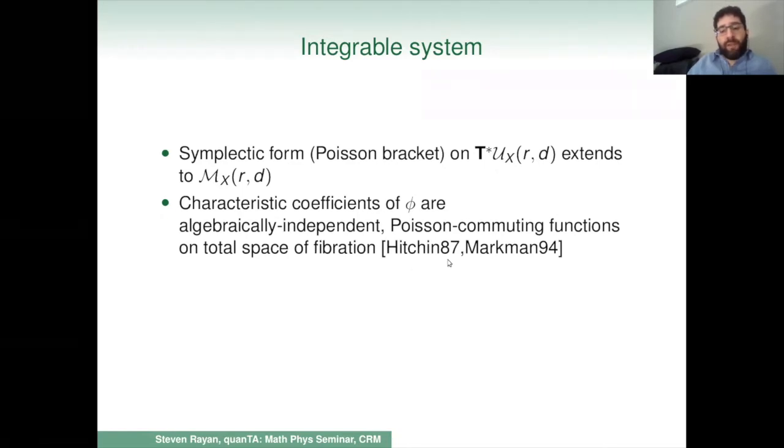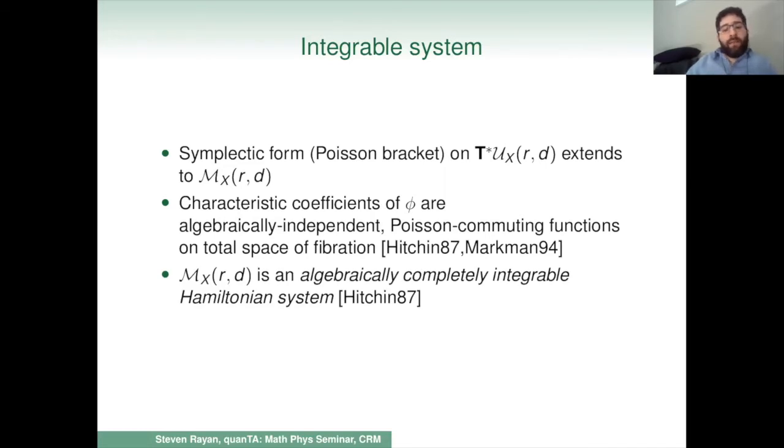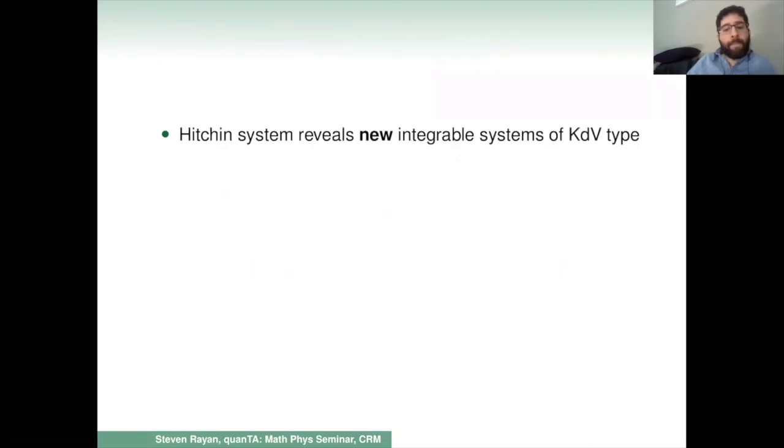This result goes back again to Hitchin, but others, including A. L. Markman in '94. There's also Bottacin in '95. And so the theorem of Hitchin is that the moduli space of Higgs bundles is an algebraically completely integrable Hamiltonian system with explicit Hamiltonians, which you can compute from the Higgs fields directly. So the Hitchin system, again, is a genus 2 or larger phenomenon.